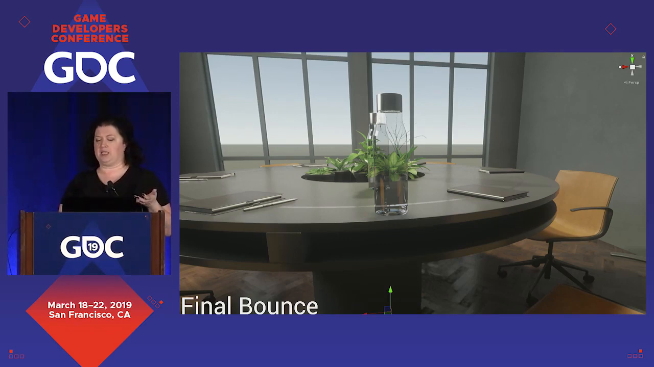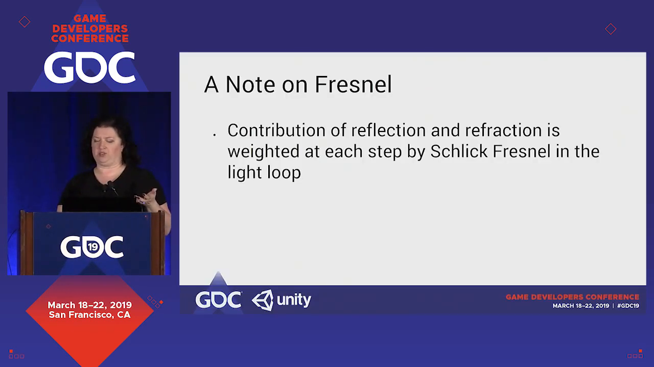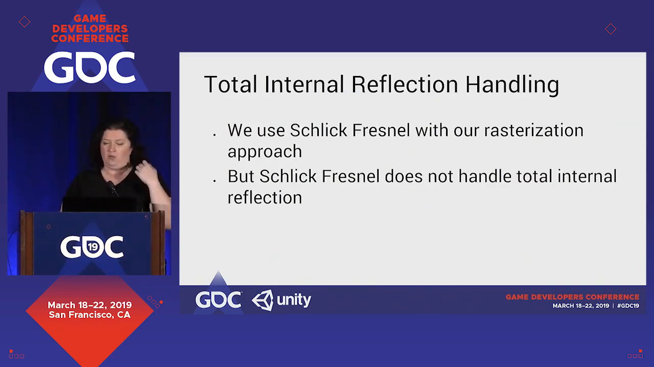Now, note that this doesn't support total internal reflection. On Fresnel, when we evaluate the light loop, we actually fall back to a lot of the rasterization evaluation. So we evaluate Schlick Fresnel, and Fresnel is evaluated at every bounce pass. The reason this doesn't account for total internal reflection is because Schlick Fresnel is just an approximation, and it's only really good when IOR is between 1.4 and 1.7. So, quite limited in its representation.